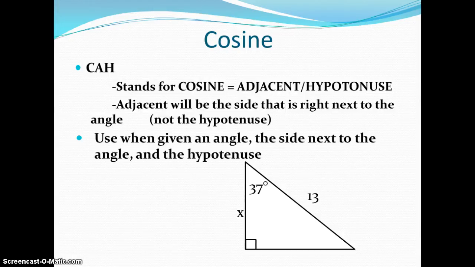So we're going to use the cosine when given an angle, the side next to the angle, and the hypotenuse. So again, we have 37 degrees, our adjacent side would be x, and our hypotenuse would be 13 because it's opposite the right angle. So for this problem, we would use cosine to find x.